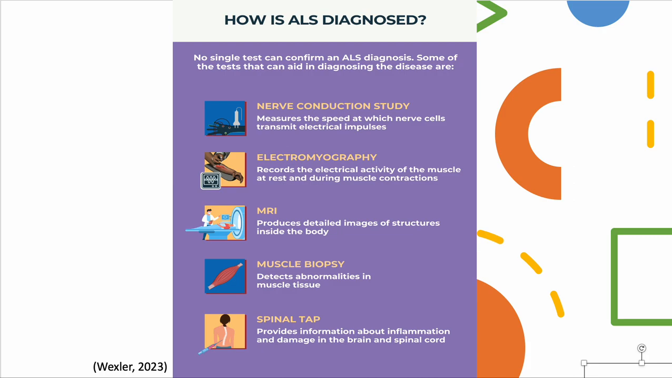The nerve conduction study measures the speed at which nerve cells transmit electrical impulses. Electromyography records the electrical activity of the muscle at rest and during muscle contractions. An MRI produces detailed images of structures inside the body. The muscle biopsy detects abnormalities in muscle tissue. And lastly, the spinal tap provides information about inflammation and damage in the brain and spinal cord.